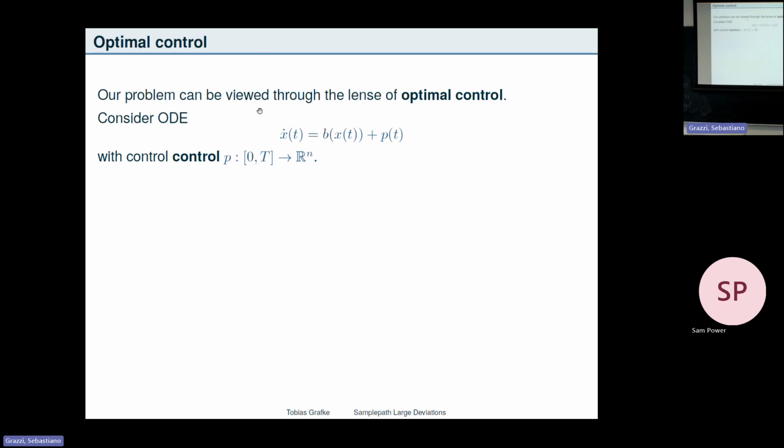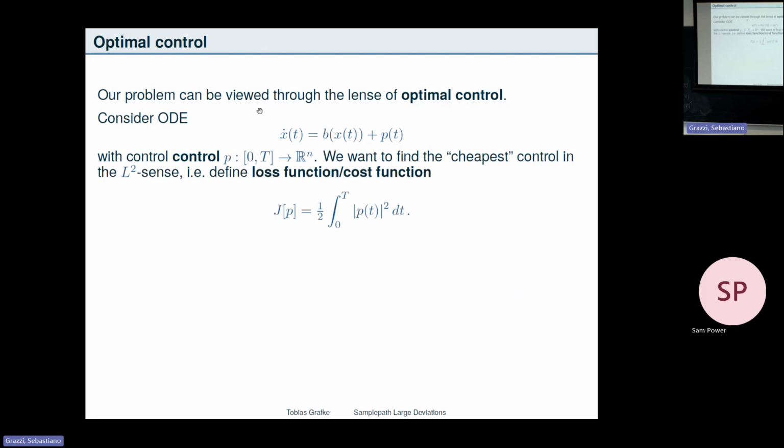So p is a field from 0 to t into R^n that allows me to control my equation in some sense. There is no stochasticity in this framework at all, except that I now say I want the cheapest control in L2. So I want to define a loss function or cost function that's just p squared. Of course, this is yet again Schilder's theorem if you want, but it's very natural to say I want to bound L2 on my control, right? This is what you would do naively.